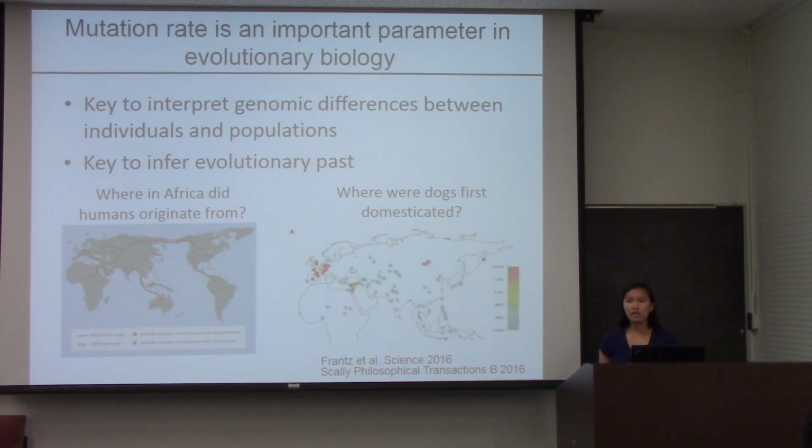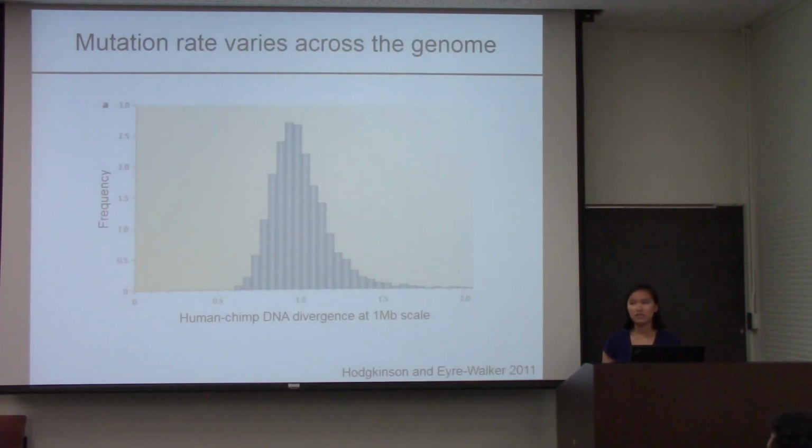And so when talking about mutation rate, for example, when you ask what is the human mutation rate, people often give you a number such as, I don't know, 2 times 10 to the minus 8. And that may give you the impression that mutation rate is constant across the genome. But that's not the case. In fact, mutation rate varies across the genome.